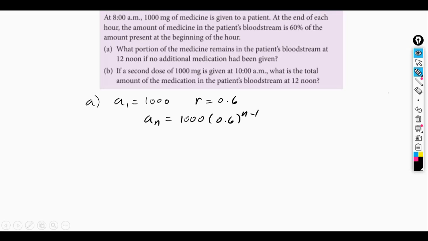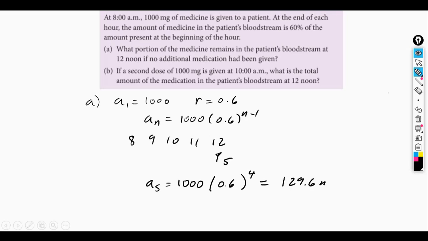So here you have to be careful with the time, because the first dose is at 8, then it starts gradually going down. So 9, 10, 11, and 12. So 12 is the 5th term of the sequence. Therefore, at noon, we would say that it's 1,000 times 0.6 to the power of 5 minus 1, or 4. And then just plug this into the calculator, and you're going to get 129.6 milligrams.